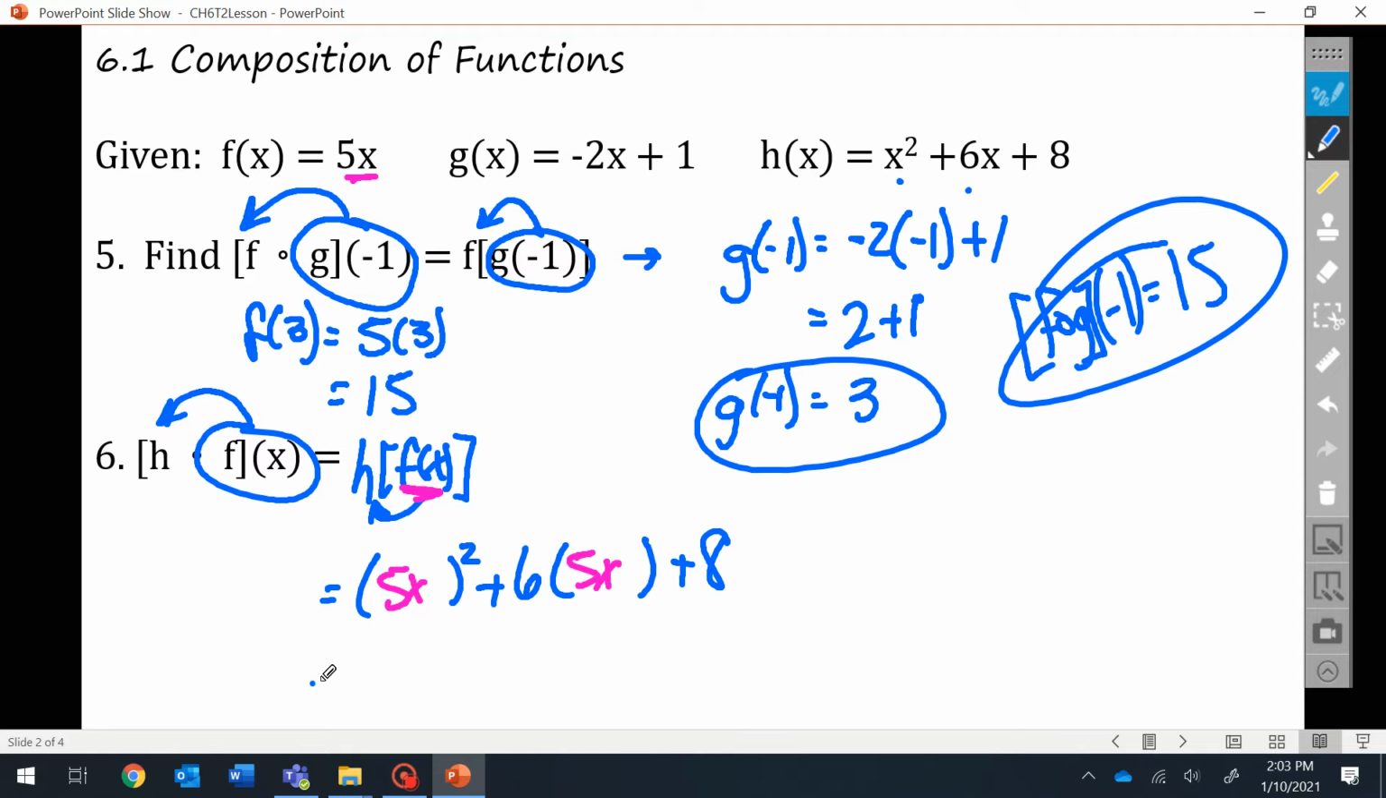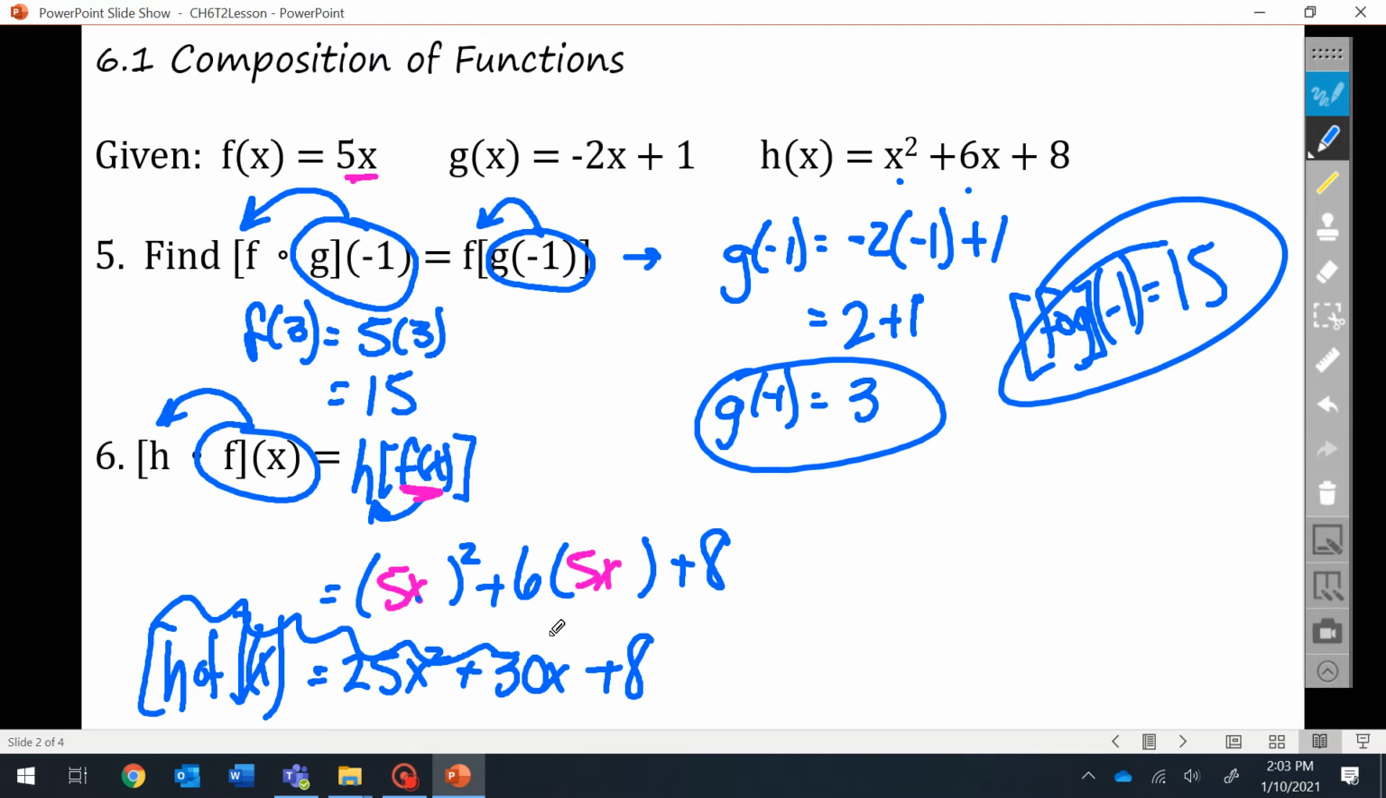Alright, I just need to simplify this. So 5 to the second power is 25. x to the second power is x squared. 6 times 5 is 30. And then plus 8. So this represents h compose f of x. And this would be our new function, h compose f of x.